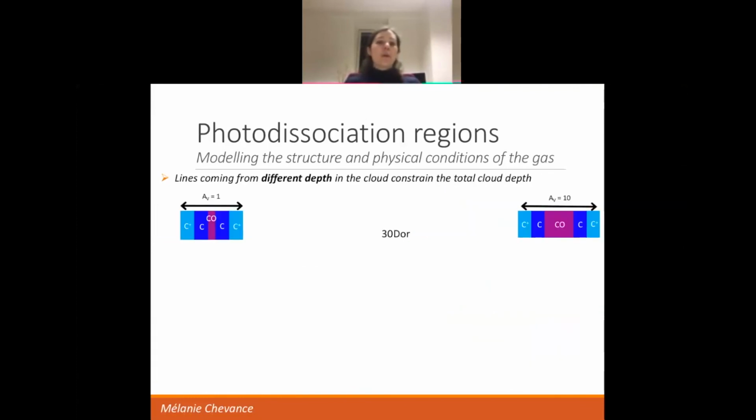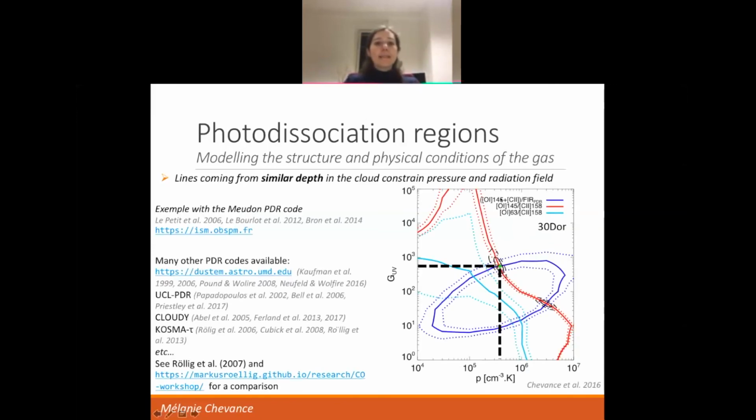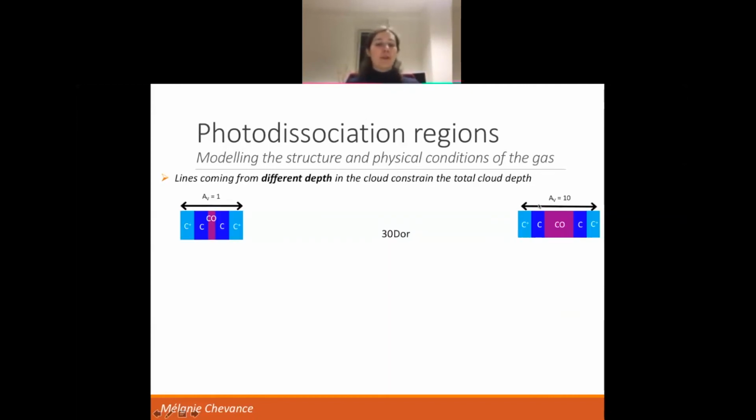Okay, so using these lines, O1, C2, far infrared, we can determine GUV and the pressure. Now there is a third parameter that I've talked about, which is the total size of the cloud. And for this, we need to compare lines that are coming from different depths into the cloud. So C plus and CO, or C plus and C1.